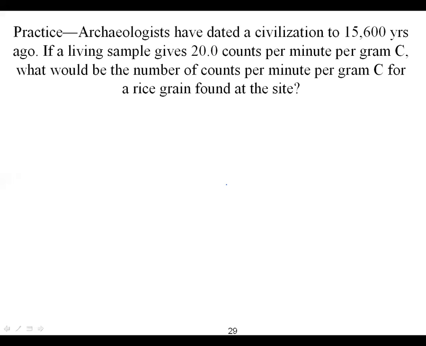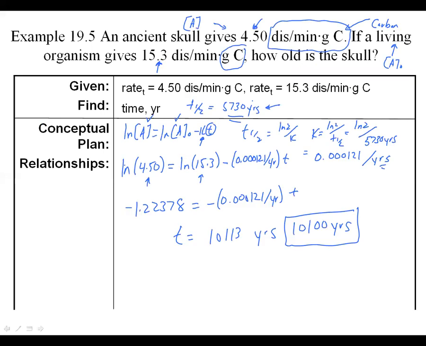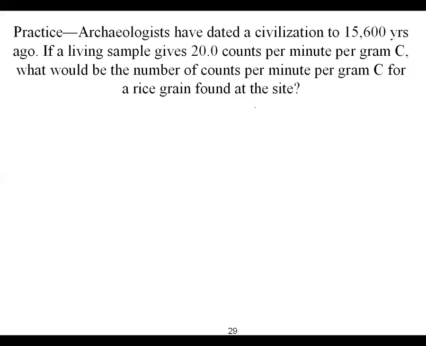Okay, so this again is another decay problem, and we're going to need our equations. The units here are slightly different than what we just saw. These are counts per minute per gram of carbon. The per gram of carbon is important, because that tells us we're going to use the same half-life as in the previous problem, 5730.